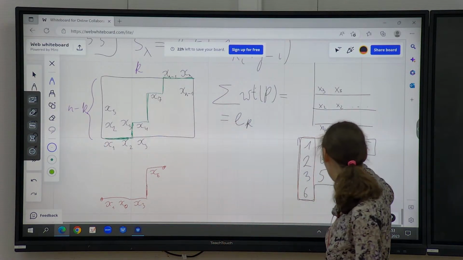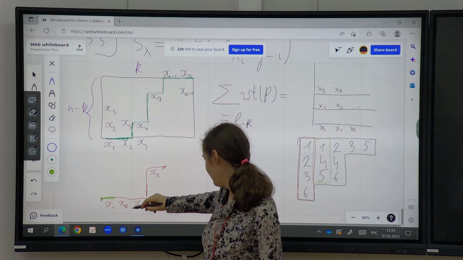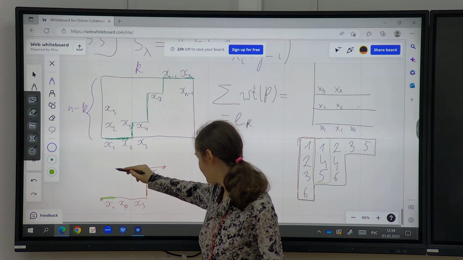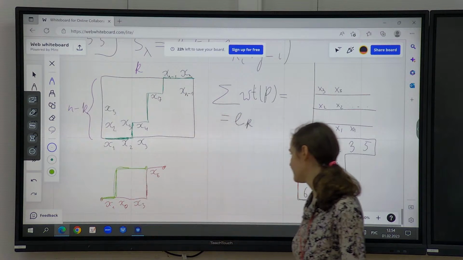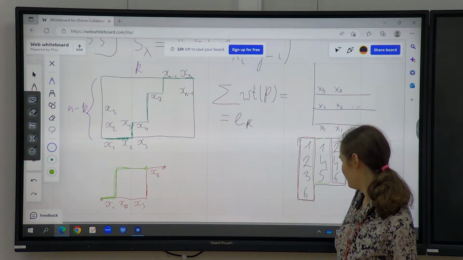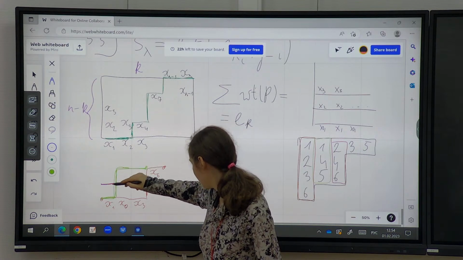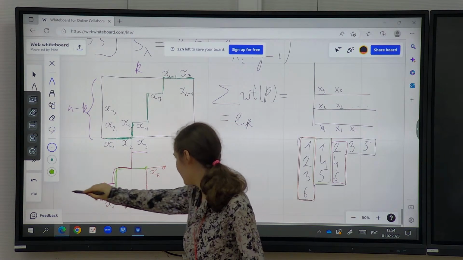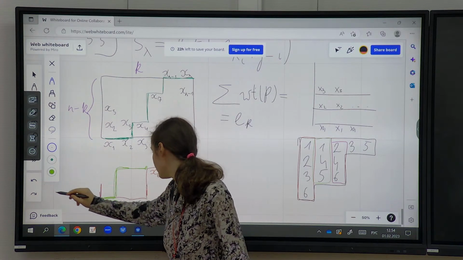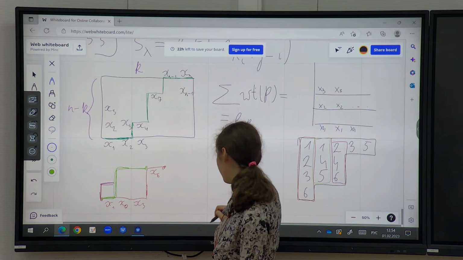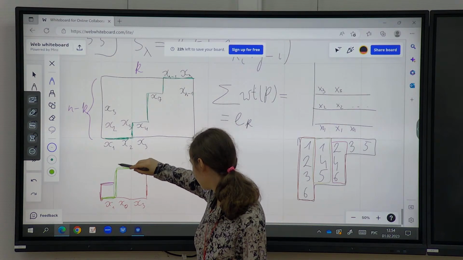Next one, green, 1, 4, 5. X1, X4, X5. Here. 2, 4, 6. X2, X4, and this one plan. X2, X4.